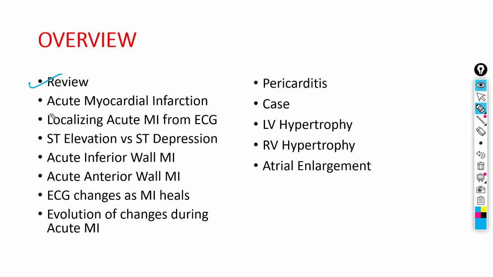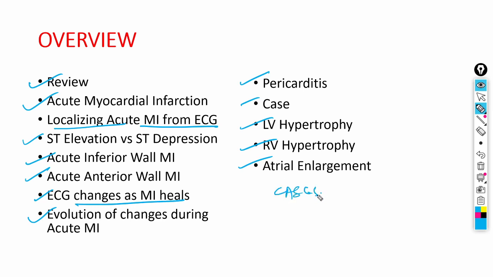We'll first review the normal ECG, then acute myocardial infarction, how to localize acute MI from the ECG, ST elevation versus depression, then acute inferior wall MI, acute anterior wall MI, what are the ECG changes as the MI heals, evolution of the changes during acute MI, then we'll have a look at pericarditis following a case, then LV hypertrophy, RV hypertrophy, atrial enlargement, and we will conclude this lecture with the cases.